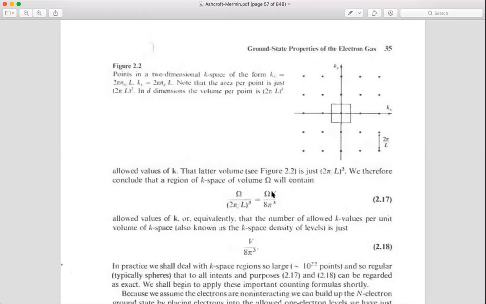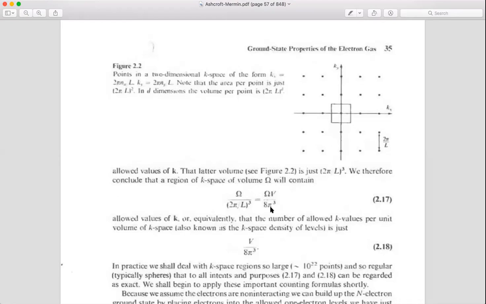V is the volume of the real space system. So if we are talking of a metal of volume V, then V is the volume of the metal that I have, which is the box L cubed. So L cubed is V. So omega V over 8 pi cubed.